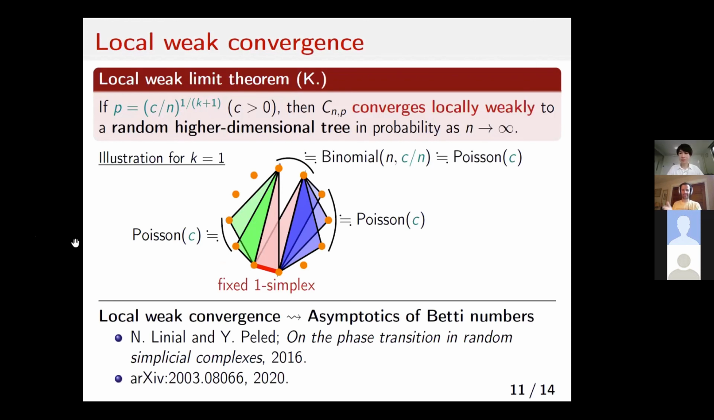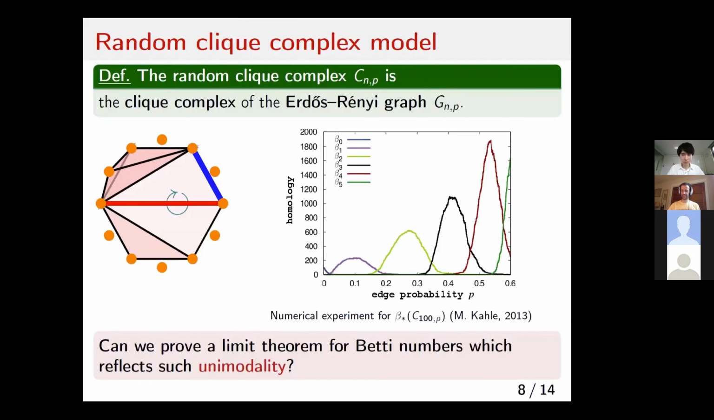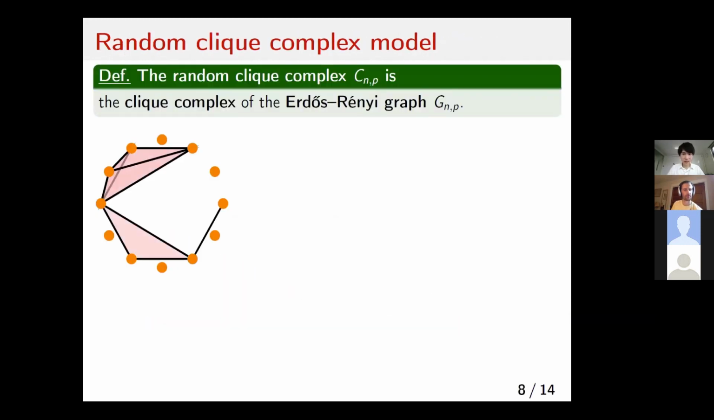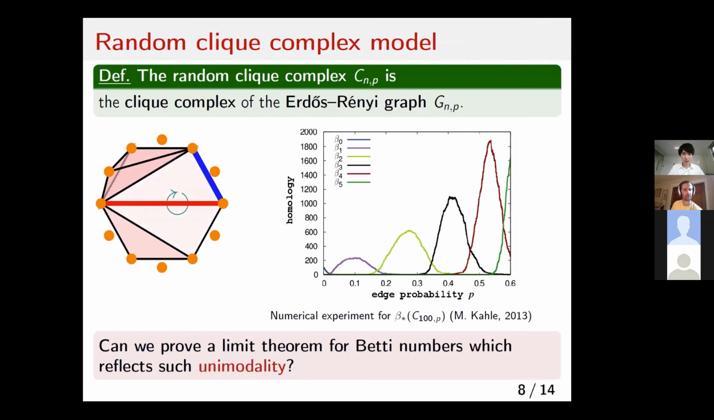I do have one. I don't remember exactly the slide number, maybe 5 or 6. If you could go back to those. Can we go ahead maybe 2 more? Yeah, this one. Thank you. This slide. So I was just trying to make sure I properly understood the definition of the random clique complex.